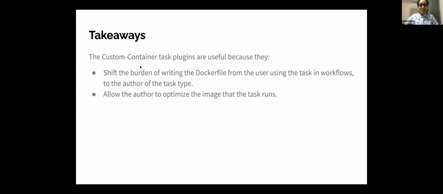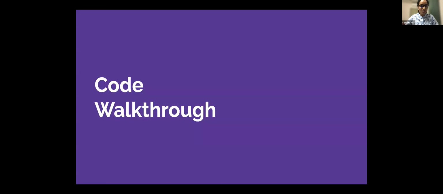Here are the takeaways of custom container task plugins in general. Custom container task plugin helps in shifting the burden of writing the Dockerfile from the user to the author. The user needn't worry about writing the Dockerfile anymore for that particular task. And it also allows the author to optimize the Docker image. We needn't depend on the user, so it helps the author to optimize the image. Let me do a code walkthrough now of the SQL Alchemy plugin that we already have.